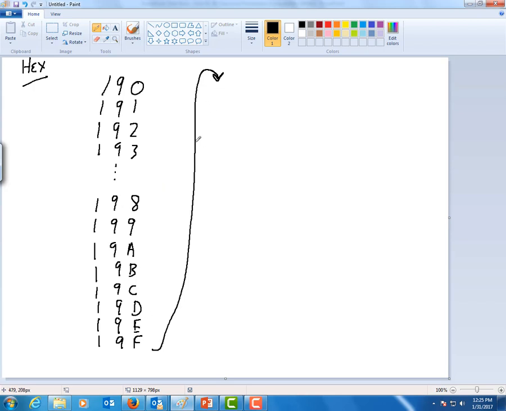Well, you know, F is going to get reset to 0. You're already at the end of the chain there, right? So that gets reset to 0. 9, after 9 comes A, doesn't it? And you're going to have 1. So we're going to have 1A0, 1A1, 1A2, 1A3, all the way down to what? 1AF.